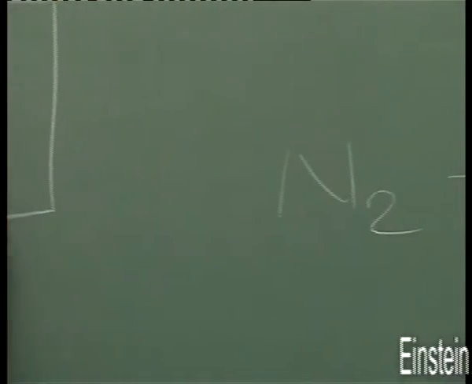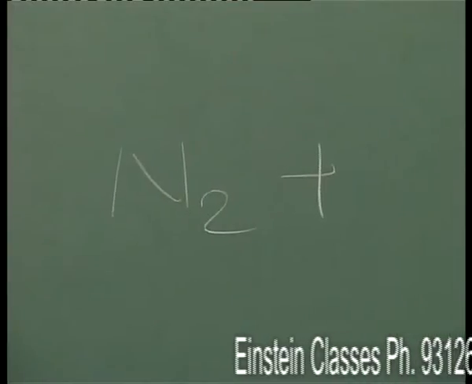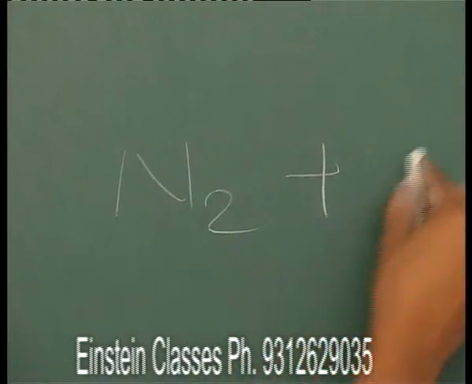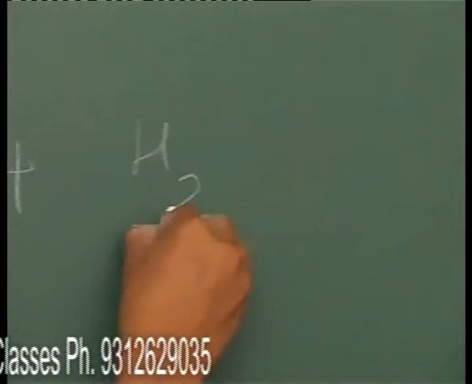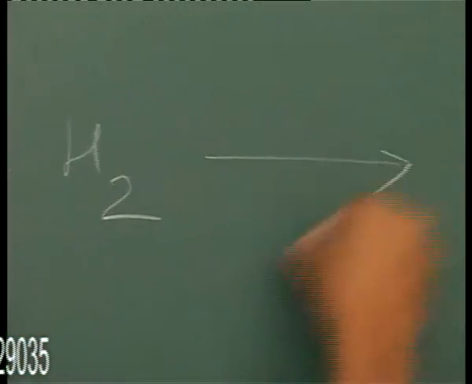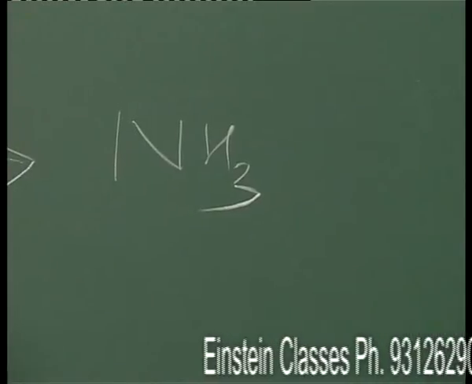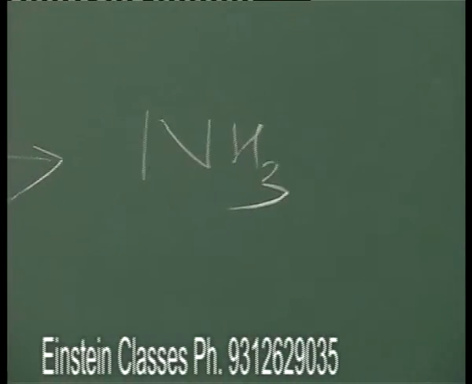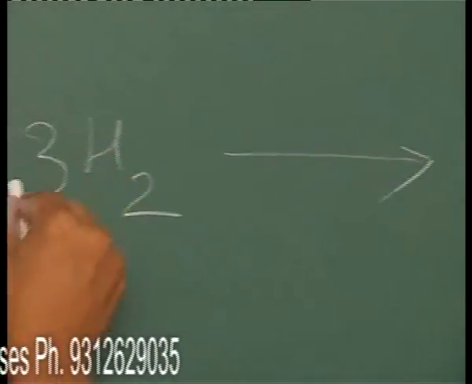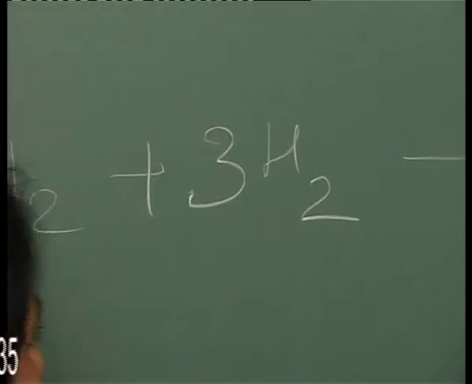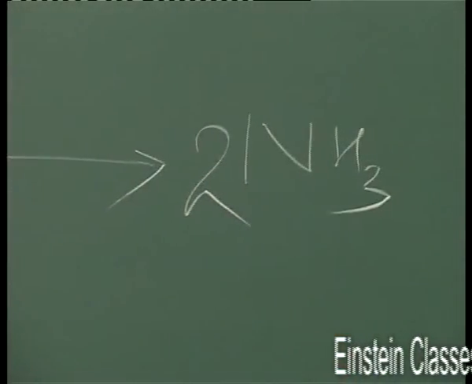Firstly, we need to know how these are going to react. If a container has nitrogen and hydrogen, then nitrogen reacts with hydrogen to form ammonia. Now we will balance it. 1 mole of N2 reacts with 3 moles of H2 to form 2 moles of NH3.